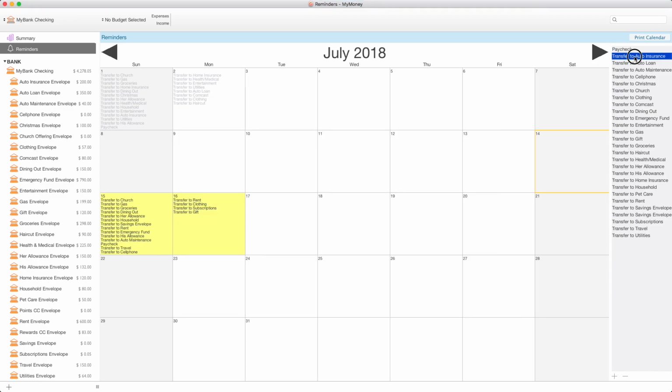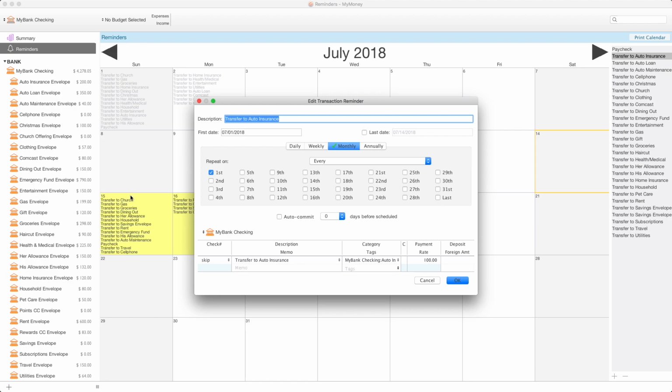Auto insurance, monthly on the 1st, this transaction occurs, moving money into my auto insurance envelope for $100. And again, I can click that auto commit so that way it automatically happens and I don't have to do it. If you're not comfortable with that and you want to review the transactions just to keep yourself aware of where your money is going, that's perfectly fine too.